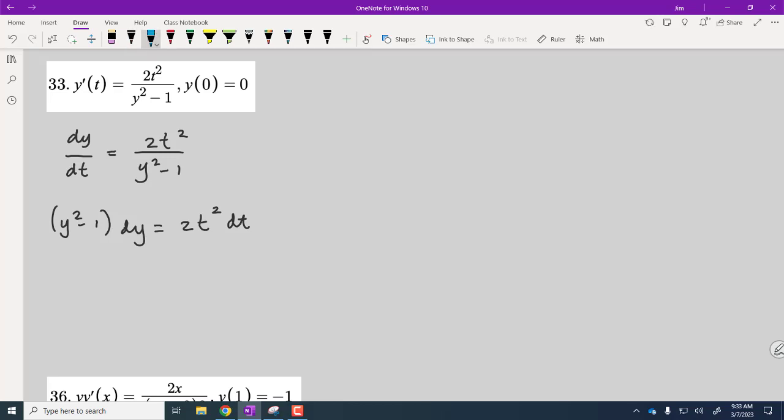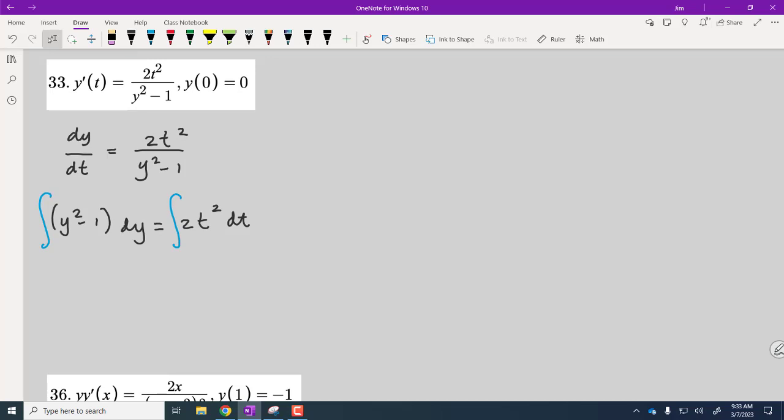Once we separate, we integrate both sides with respect to the differential that's on that side. So left side is with respect to y. Right side is with respect to t. And then we do our integration. So we have 1/3 y cubed minus y equals 2/3 t cubed plus a constant of integration. So that is a general solution because there's a constant of integration in there. And it's an implicit solution because we haven't solved for y.